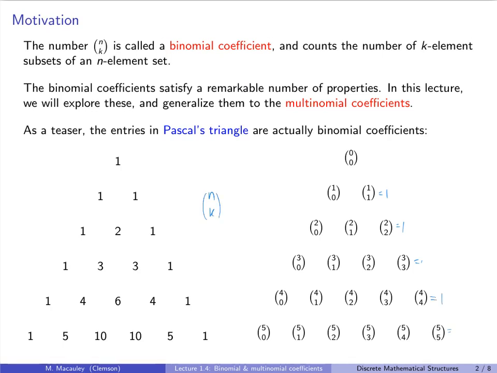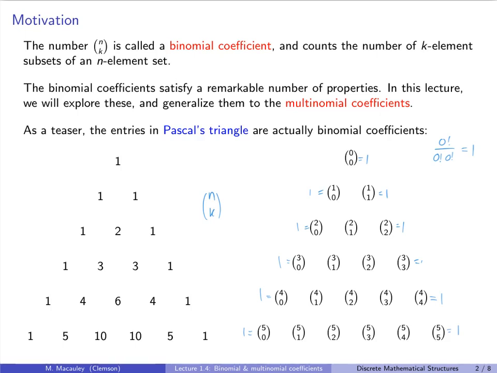There's one way to choose n things from a set of size n, and similarly there's one way to choose nothing from a set of size n. So the outer ones hold, and similarly 0 choose 0 is 1 because there's one way to choose nothing from an empty set. If you don't believe that, 0 factorial over 0 factorial times 0 factorial is equal to 1, because 0 factorial is equal to 1.